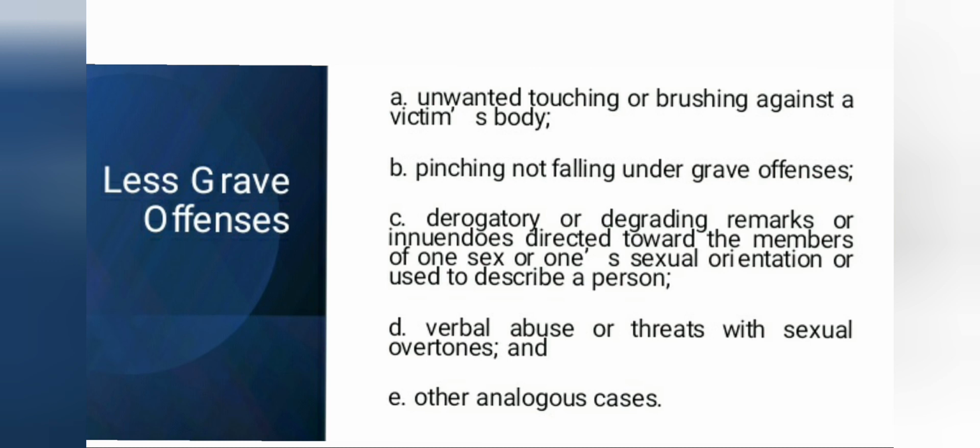The following are the less grave offenses. A. Unwanted touching or brushing against a victim's body. Letter B. Pinching, not falling under grave offenses. Letter C. Derogatory or degrading remarks or innuendo directed toward the members of one sex or one's sexual orientation or used to describe a person. Letter D. Verbal abuse or threats with sexual overtones. And letter E. Other analogous cases.